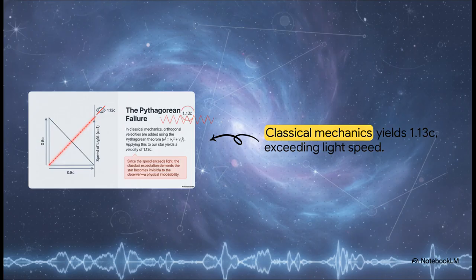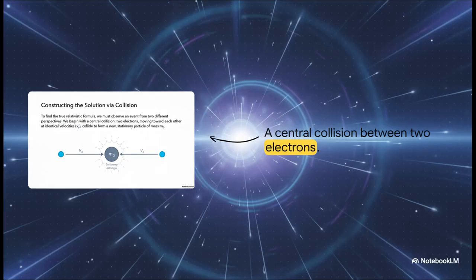Wait, 1.13 c? That exceeds the speed of light. And physically, that demands the impossible consequence that the star would become completely invisible to you, the observer, because its light could literally never reach us. So for sure, classical geometry is utterly failing us here. To solve this mystery, and remember, we are bound by our unconventional Lorentz-free constraints, we have to radically shift our perspective. Let's set up a really simple, clean thought experiment.